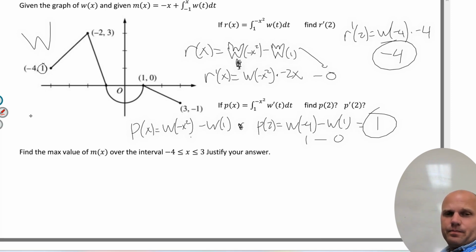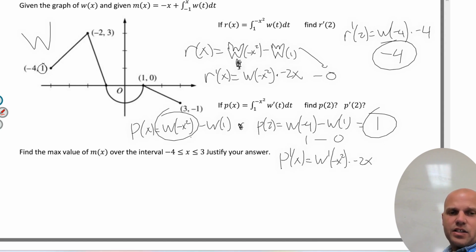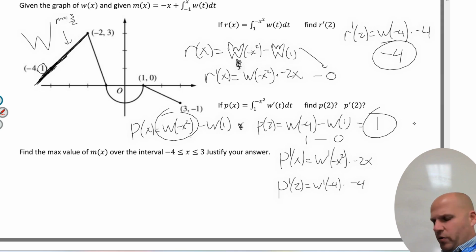What about P prime? Well, the derivative of this would be W prime of -x squared times -2x, which means P prime of 2 is W prime of -4 times -4. That's the slope. Let's assume that the line continues. We rise 3, run 2. The slope is 3/2. Rise 2, we run 2. Never mind, the slope is 1. W prime of -4, we're going to say, is continuing on the slope, which is 1, so that means this is -4.